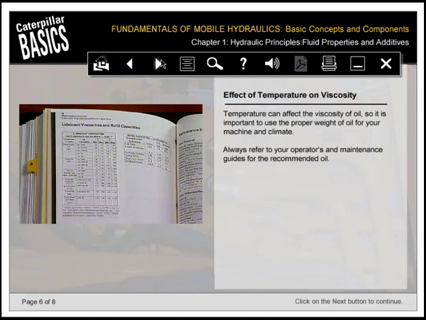Temperature can affect the viscosity of oil, so it's important to use the proper weight of oil for your machine and climate. Always refer to your operators and maintenance guides for the recommended oil.